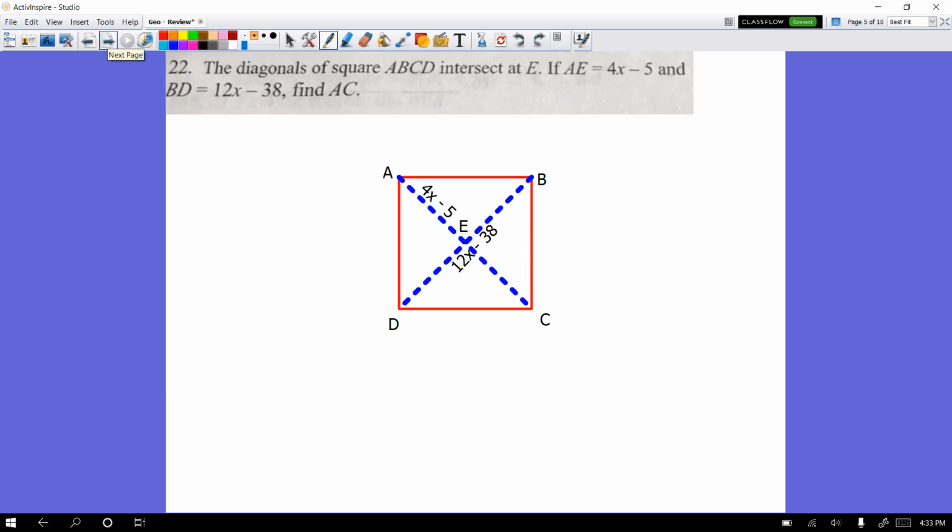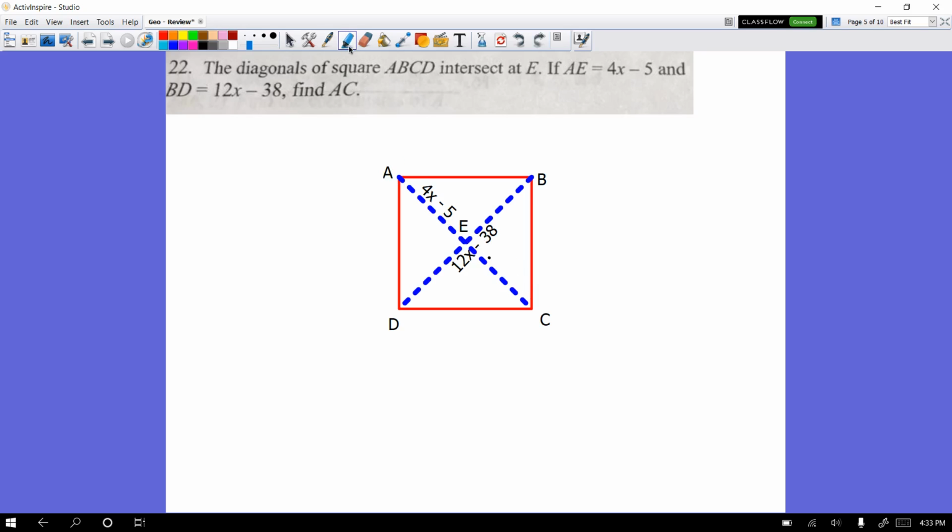The diagonals. This one took me a minute. I had to think about this for a second, because this is the part right here that makes it make sense. The diagonals of square ABCD intersect at E. So I set it all up. AE is 4x minus 5, and then BD is 12x minus 38. Well, what I do know is that if I had another 4x minus 5 right here from E to C, that is the same exact distance from A to E as it is from E to C.